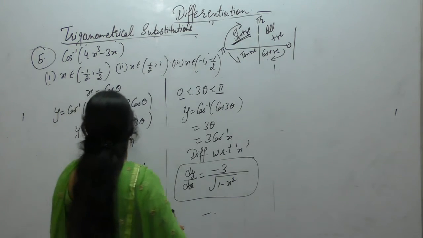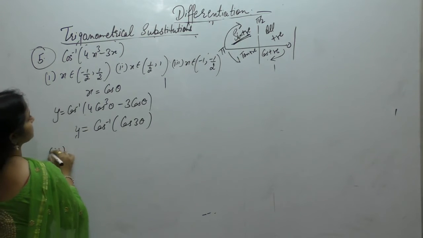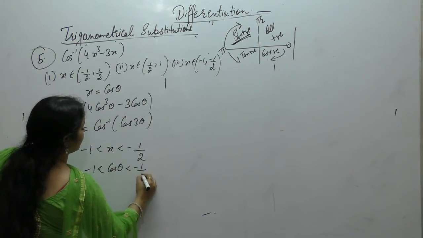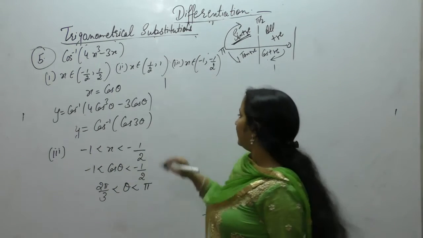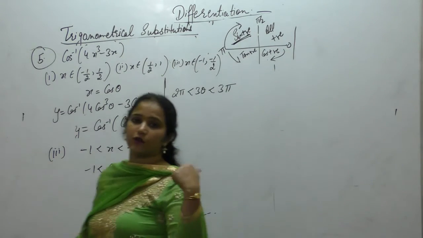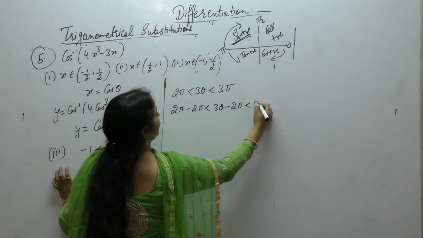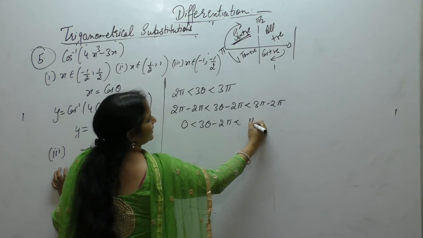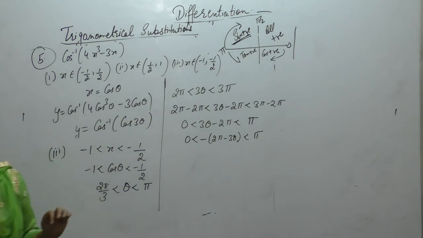Now the third case, minus 1 is less than x less than minus 1 by 2. X is cos of theta, minus 1 by 2 is the value of cos 2 pi by 3, and negative 1 is the value of cos pi. Now multiply by 3. 2 pi less than 3 theta less than 3 pi. Now here we want pi term, so we have to subtract 2 pi. 3 theta minus 2 pi. So 0 is less than 3 theta minus 2 pi less than pi, or 0 is less than minus 2 pi plus 3 theta less than pi. Clear?